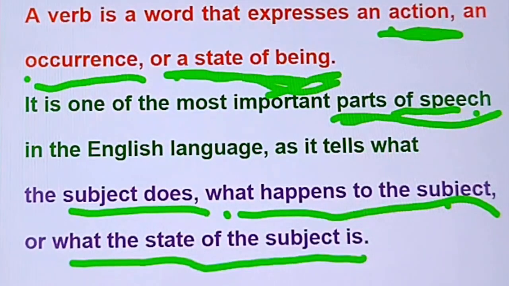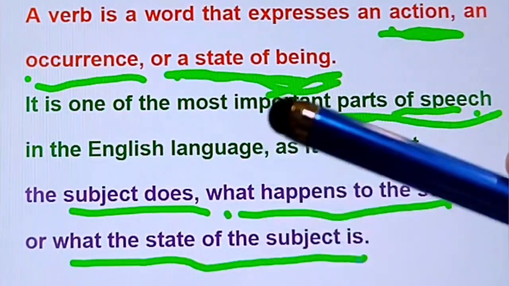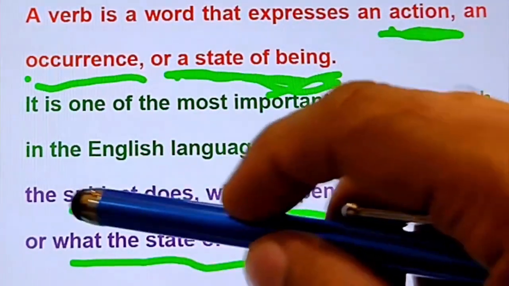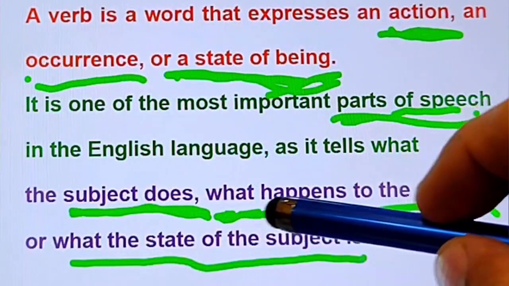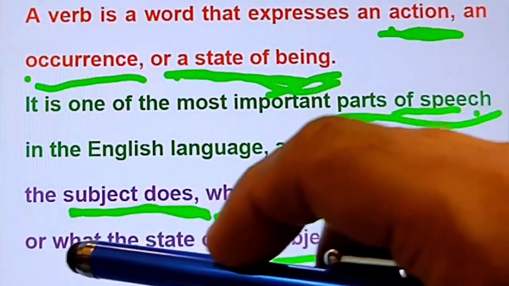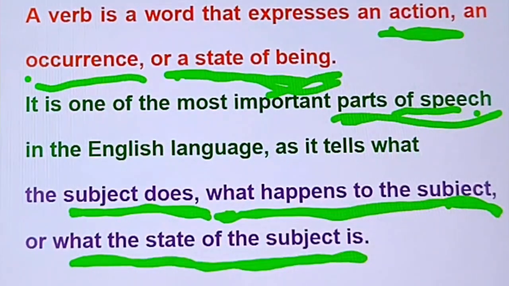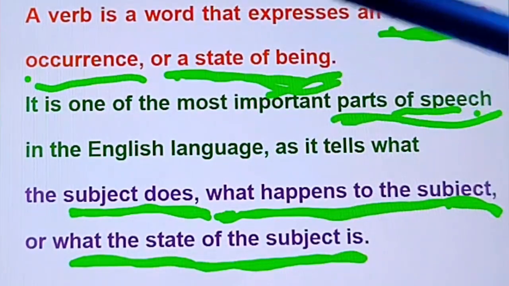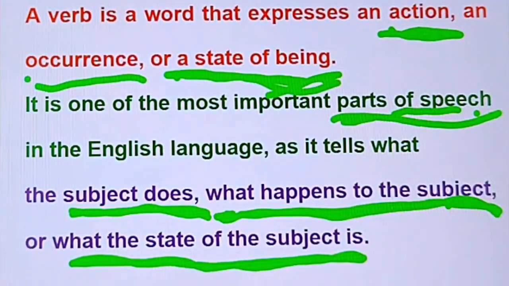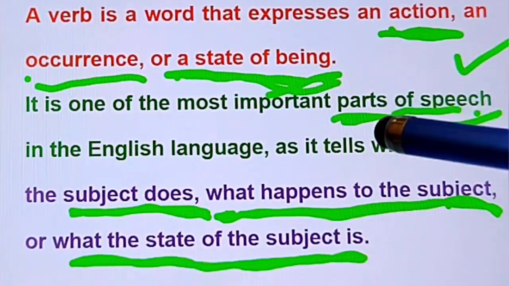So a verb describes all about the subject: what the subject is doing, what happened to the subject, and what the state of the subject is. So a verb just describes an action, occurrence, or state of being about the subject. This is very simple. Hope you understand this one.